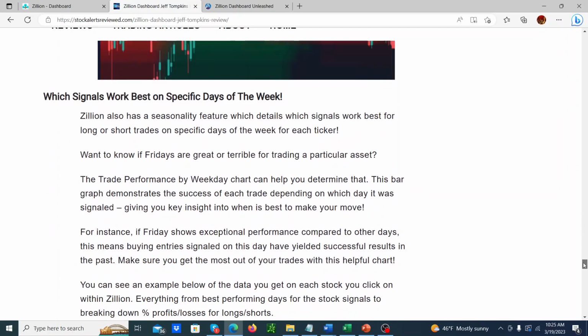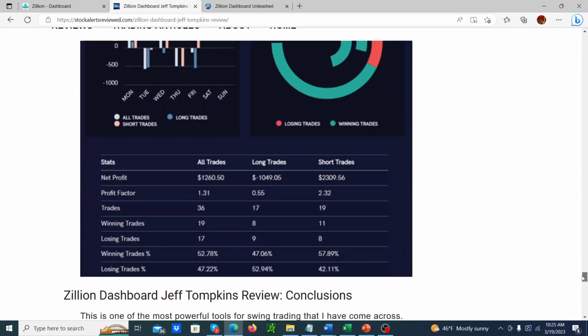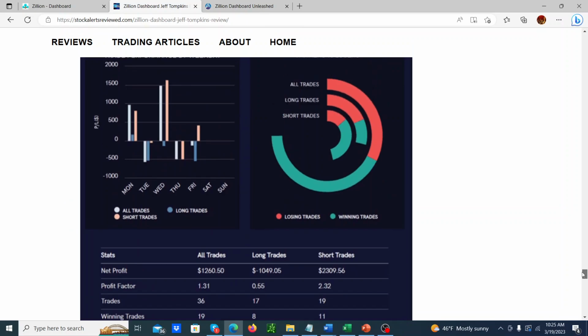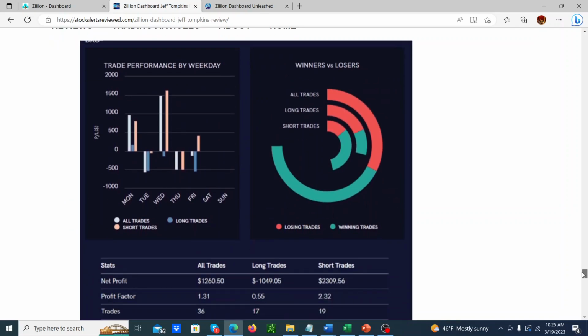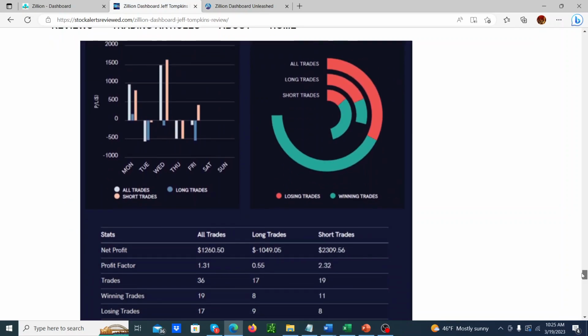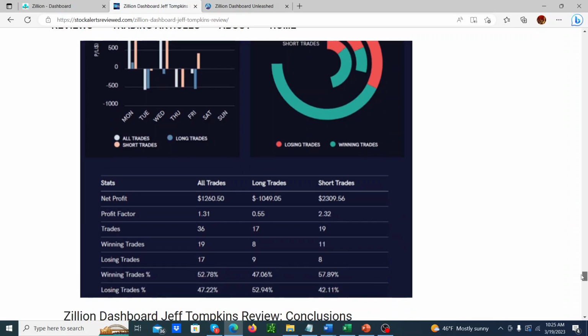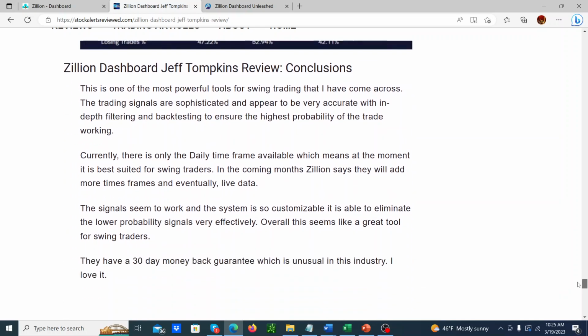So really the power of this program is all about looking at the backtest and filtering things down to pick the absolute best swing stocks based on how the market's doing and how the sectors are doing, narrowing that focus to stop over trading and to only trade the highest probability setups.